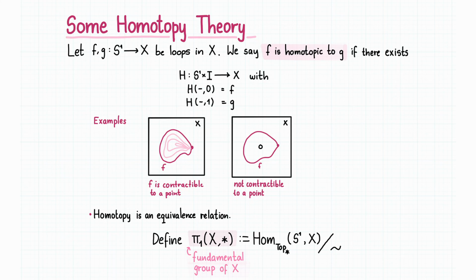So you can take the set of all maps from S1 to X, where you have a chosen base point from S1 and a chosen base point from X, and you always make sure that the base point is preserved. You take all such maps and quotient out by the equivalence relation of homotopy, and what you get is called the fundamental group of X.